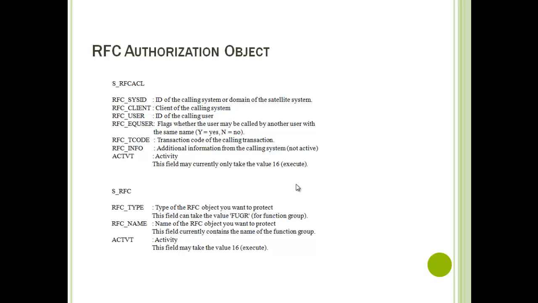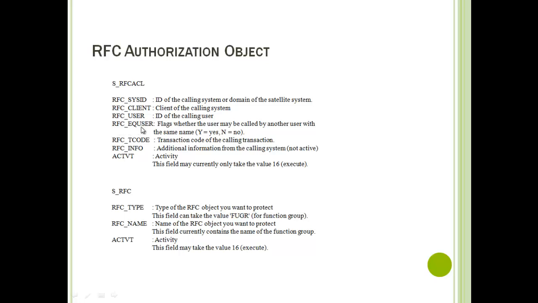Okay, let's get into the authorization objects. The first authorization object is S_RFCACL. In this object, the first field is RFC_SYSID, the system ID of the calling system, which you need to specify in this field. The second one is RFC_CLIENT, where you specify which client you are calling. Then RFC_USER, the ID of the calling user. You can restrict so that only a specific user is supposed to call, or if you put star, then all the users can call.